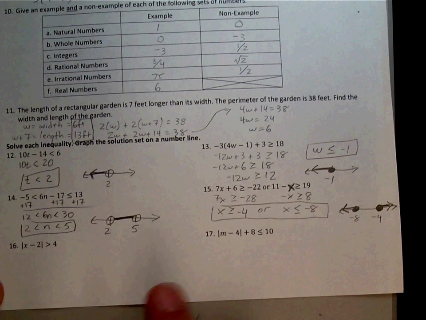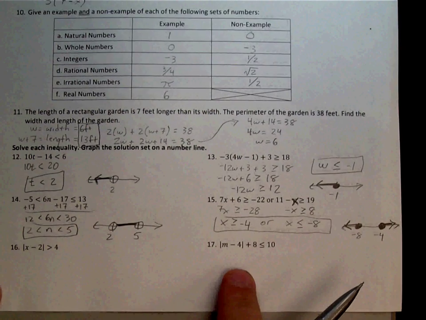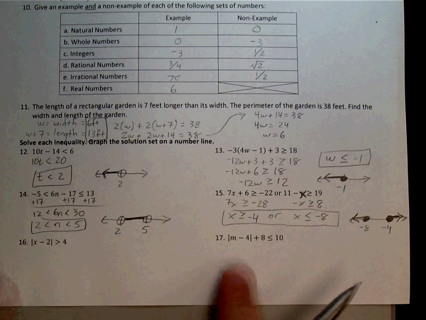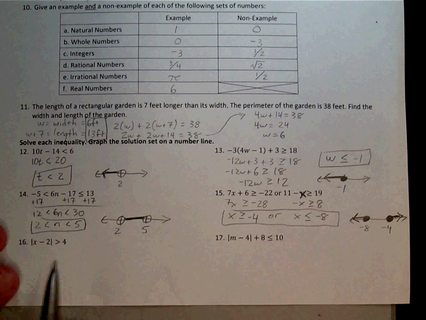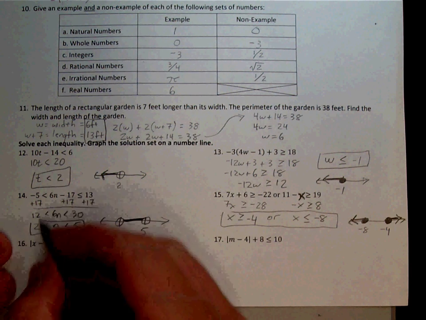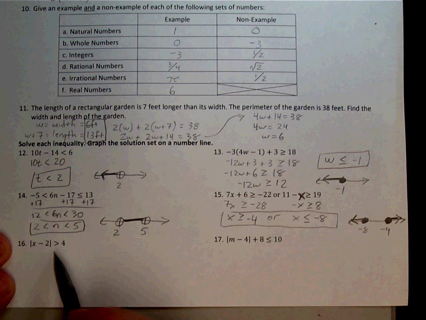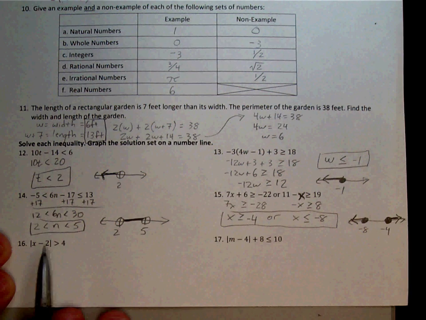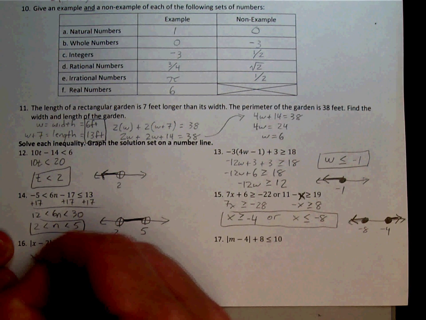All right, number 16, absolute value of x minus 2 is greater than 4. Absolute value in an inequality, you've got to be careful. These are going to turn into ands or ors. The distance from 0 is more than 4 units away. And so we call this an or. Remember, an absolute value that's greater, it's going to be an or. So what's true?